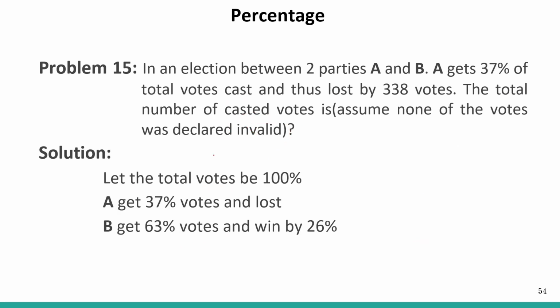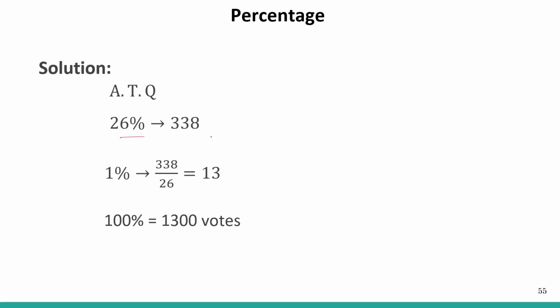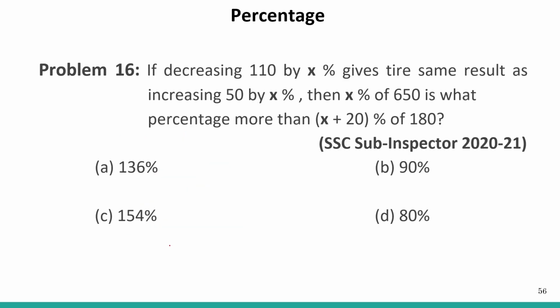Let the total number of votes be 100%. So A gets 37%, B gets 63% and wins by 26%. So 26% is 338. So 1% will be 338 by 26, that is equal to 13. So 100% will be 1300 votes. So 1300 will be the correct answer.